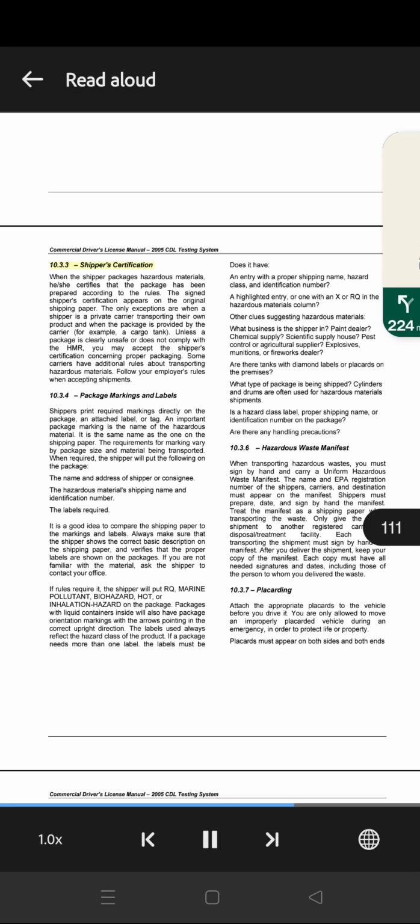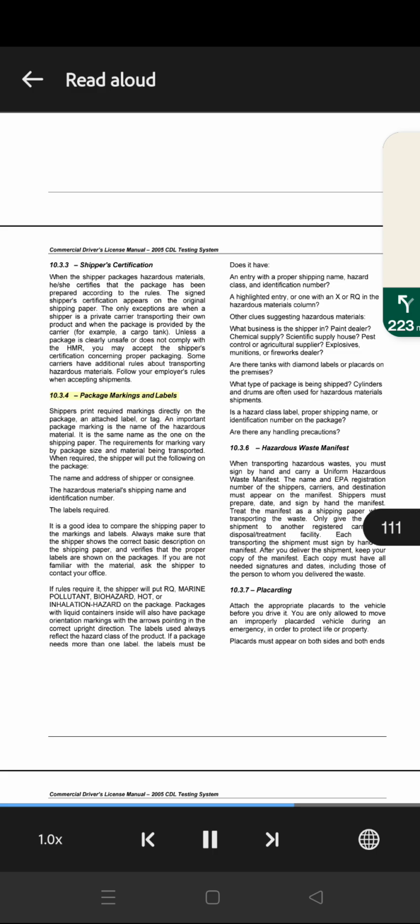10.3.3 Shipper's Certification. When the shipper packages hazardous materials, he/she certifies that the package has been prepared according to the rules. The signed shipper's certification appears on the original shipping paper. The only exceptions are when a shipper is a private carrier transporting their own product and when the package is provided by the carrier, for example, a cargo tank. Unless a package is clearly unsafe or does not comply with the HMR, you may accept the shipper's certification concerning proper packaging. Some carriers have additional rules about transporting hazardous materials. Follow your employer's rules when accepting shipments.